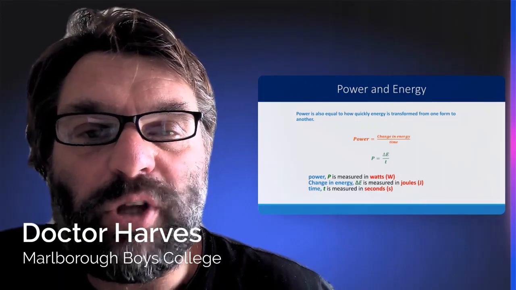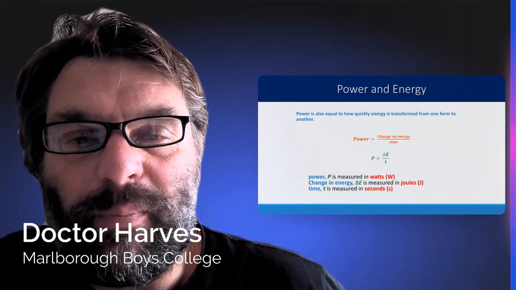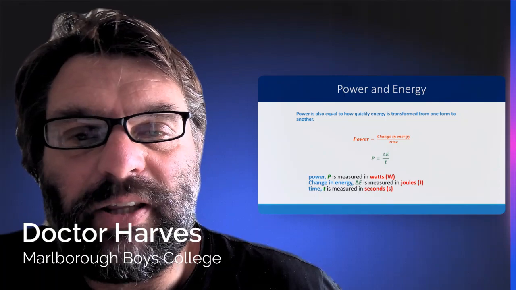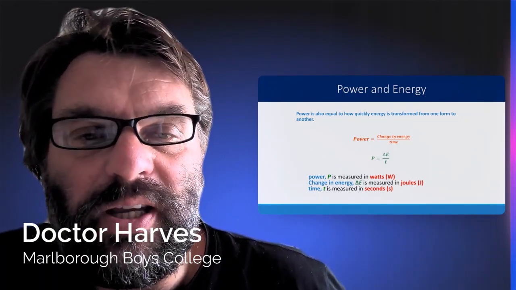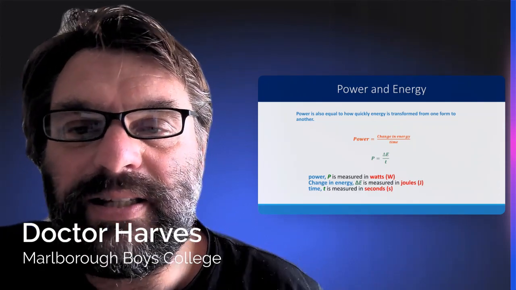Okay, so power can also be equal to the change in energy, delta E, divided by the time it takes to change that energy, T. So power, just like in the previous slide, is measured again in watts. Change in energy, because it's energy, is going to be measured in joules, and time, of course, is measured in seconds.